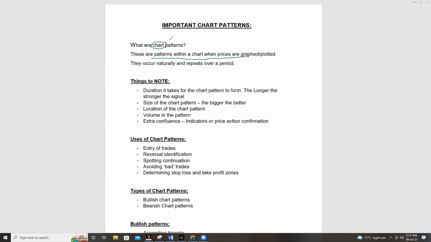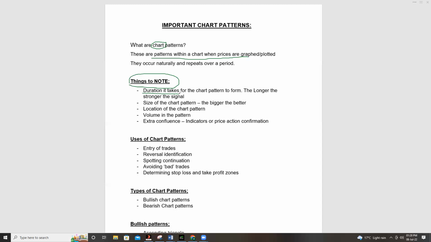Now, when you're checking your chart patterns, what are the things to note? These are very important. What things should you note as far as chart patterns are concerned? One is the duration it takes for a chart pattern to form. This is in simple language. If you find a chart pattern on the 5 minute or the 1 minute time frame, and I find the same pattern on the 1 hour chart or the 4 hour chart, which one do you think is stronger?